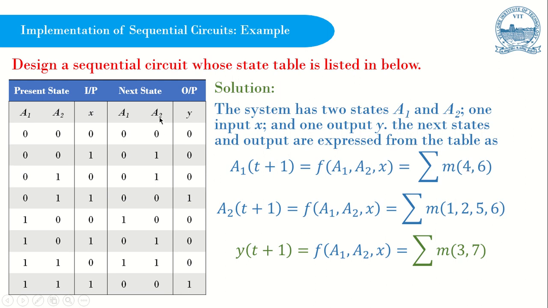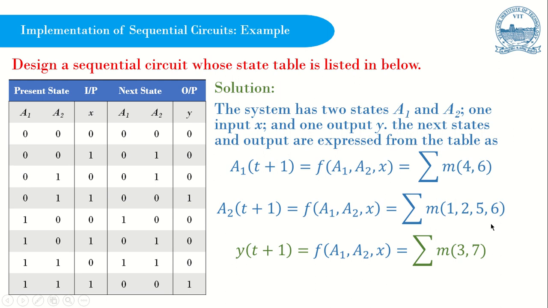And for A2, if we observe, A2 is equal to 1 for decimal 1, 2, 5 and 6. So I write the summation of min terms 1, 2, 5, 6. Similarly, if I want to express the output Y(t+1), it is equal to the summation of min terms 3, 7.